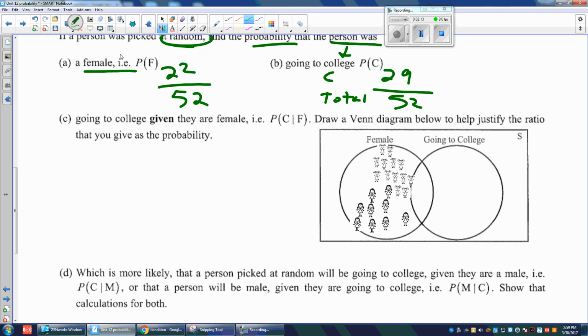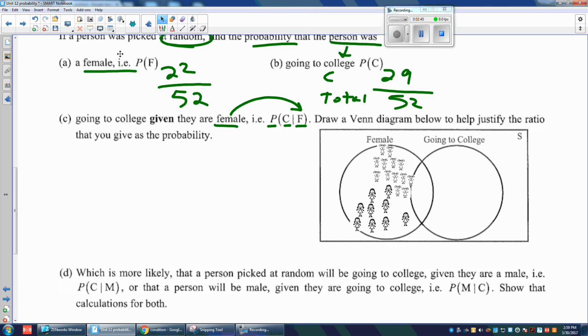Now, going to college, given that they are female. The way that we write that is the probability you're going to college when you're female. Going to college, given they're female. Draw a Venn diagram below to help you justify the ratio. Okay, I hope you didn't write this down yet because things are going to move. It's going to help you justify the ratio.